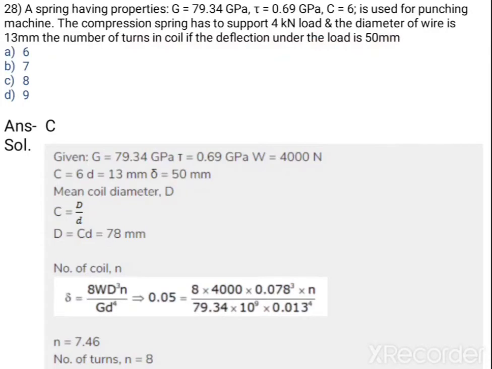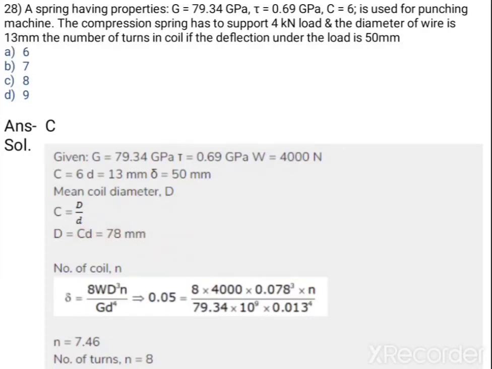So very easy question. That was just a formula based question. All the data is given. Spring index is given. So what is the spring index? It is the ratio of mean coil diameter to the wire diameter. From that you can easily calculate D, that is nothing but mean coil diameter, C into d. So you will get 13 into 6, 78 mm.